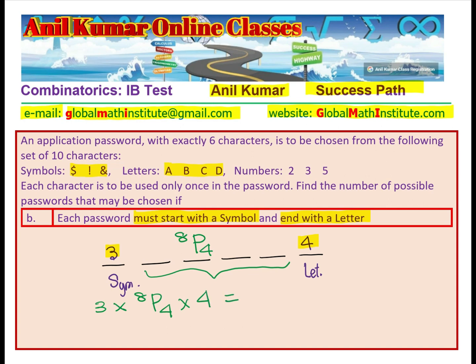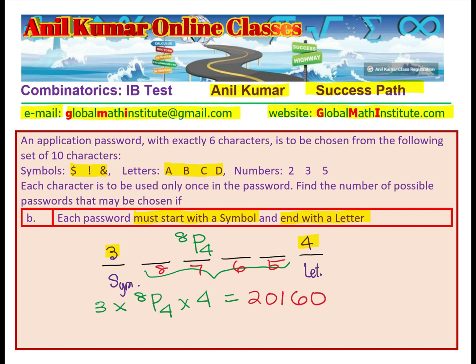So you can use the calculator and find this answer also. You get the idea, right? 8P4 really means 8 times 7 times 6 times 5. Multiply them with 3 and 4 to get your answer. So when I use the calculator, I get the solution and the answer is 20160.